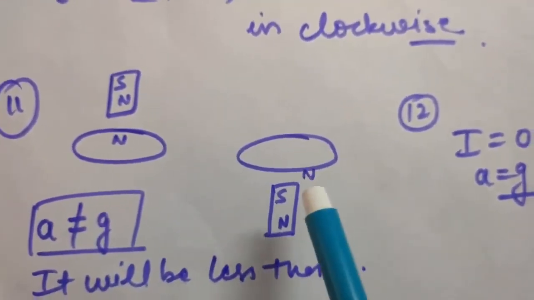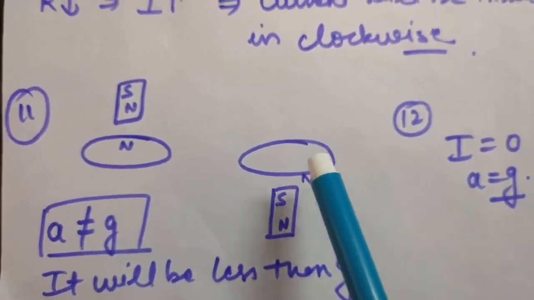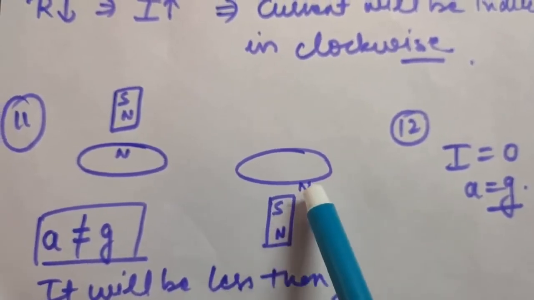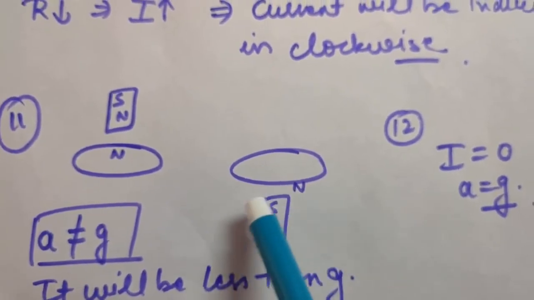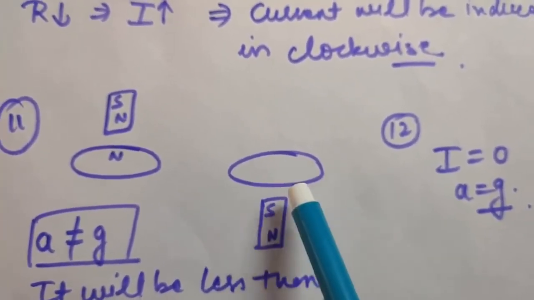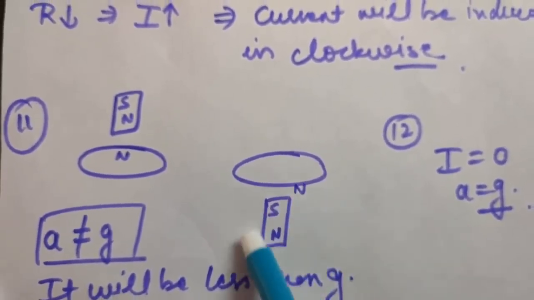Similarly, in this case, when it has crossed the ring, when it is falling away from the ring, again, in the lower face, the north polarity will be there. That means there will be attraction between them. So again, the motion of this magnet will be opposed because it is falling downward, and there will be an attraction between north and south. So again, its motion will be opposed.